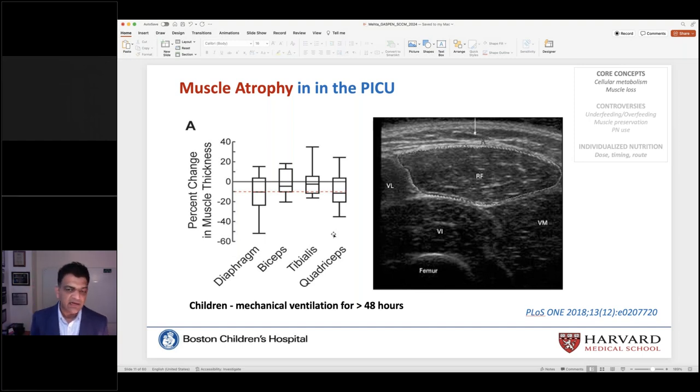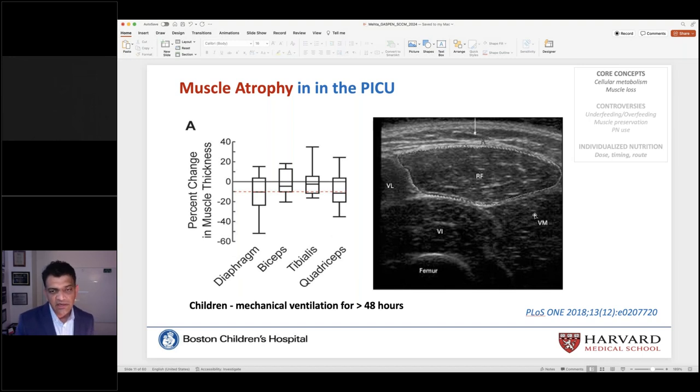What you see on this slide are data from the United States. These are mechanically ventilated children, predominantly in St. Louis, Washington University pediatric ICU. And you see on the graph displayed on the y-axis, the percent change in muscle thickness of a variety of muscle groups, the diaphragm, biceps, tibialis, and quadriceps. And what you see is in this cohort of mechanically ventilated patients, there was a uniform median loss of muscle mass, and it's across the board. In some cases, it goes all the way up to -40, -50% loss. This is exaggerated, of course, but in general, a 10% muscle mass loss is not unheard of.